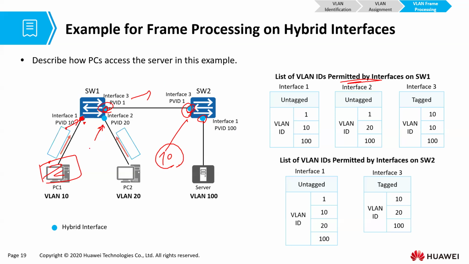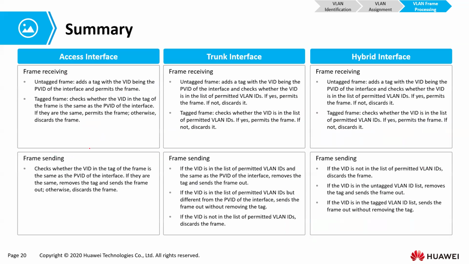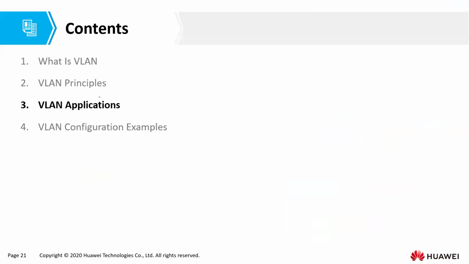Summary. Untagged frames: the frame received untagged is given a tag with the VID being the PVID of the interface.